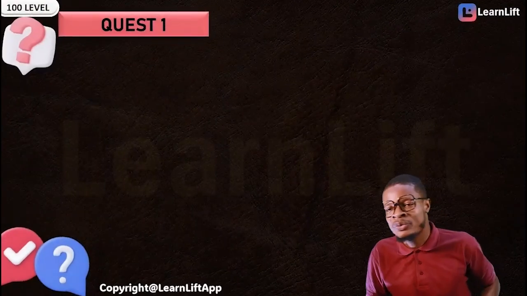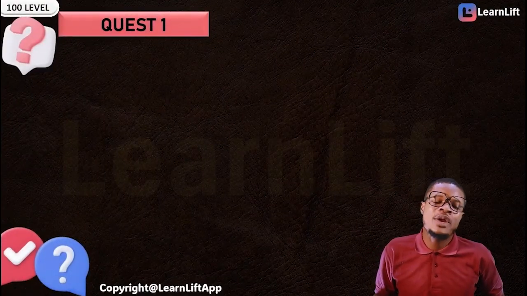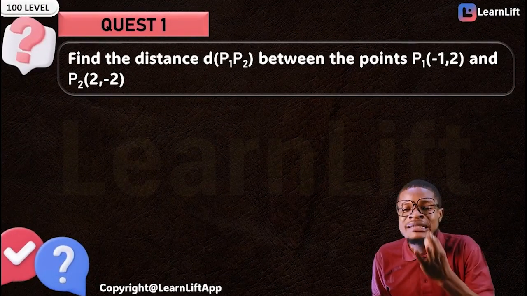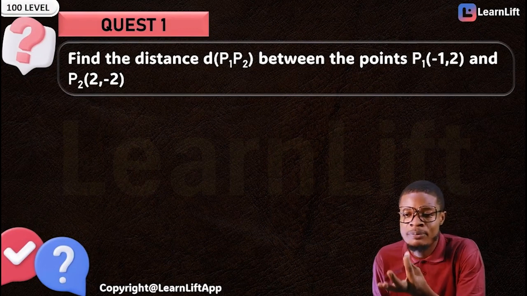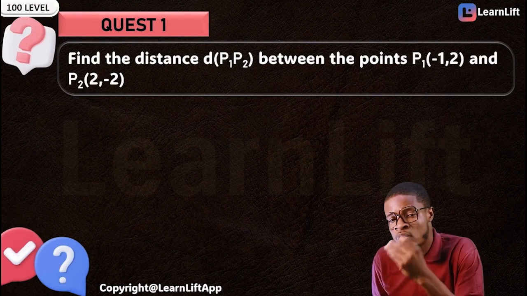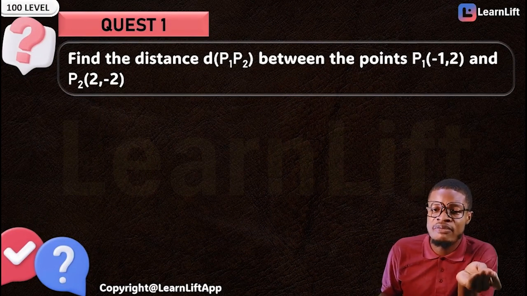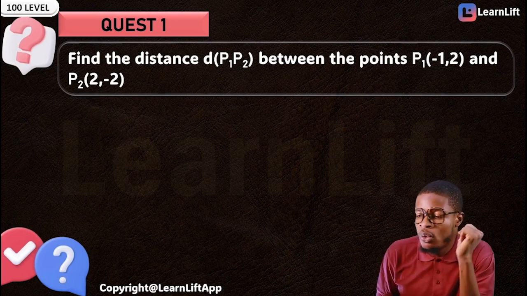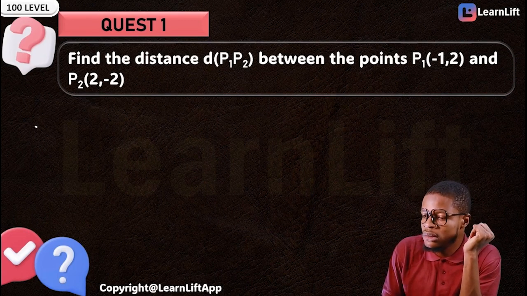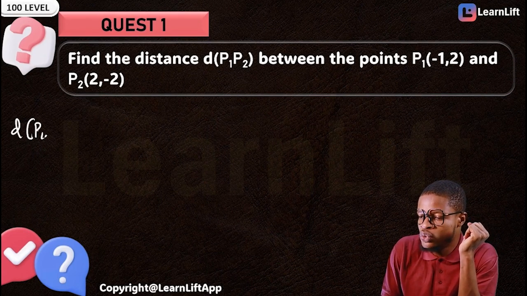Let me show you something here. Look at question 1. If we are given a question like this, find the distance P1, P2 between the points P1 and they gave the value and the points P2 and they gave the value. Now follow me very fast. What's your distance formula? Your distance P1, P2, right?